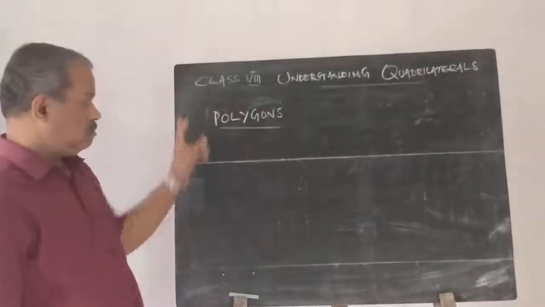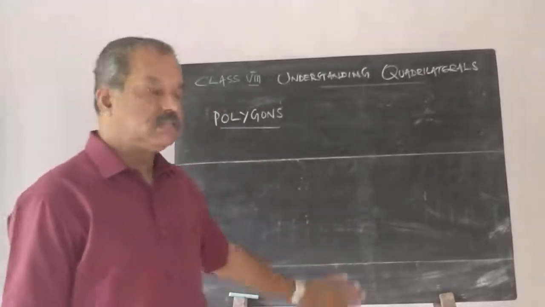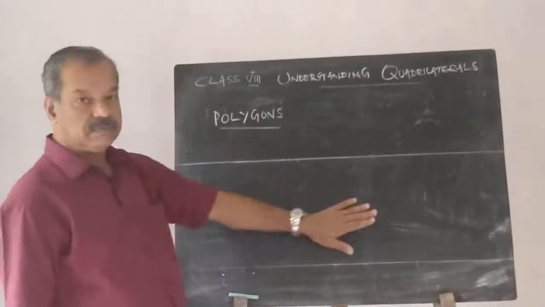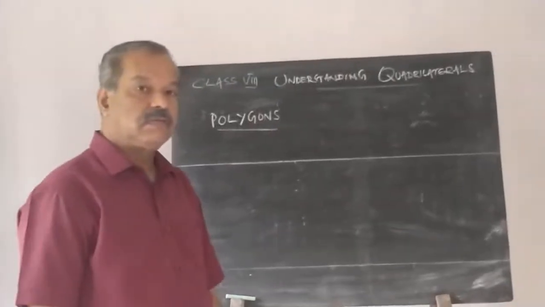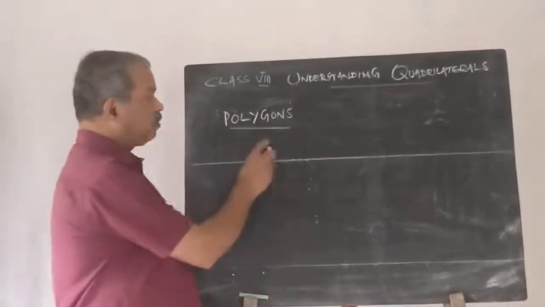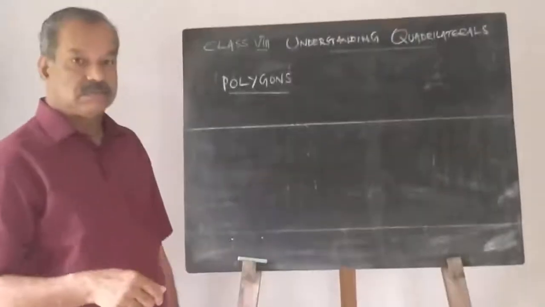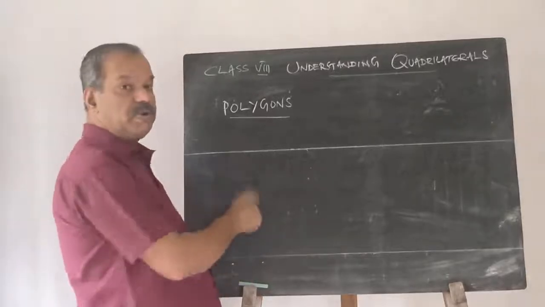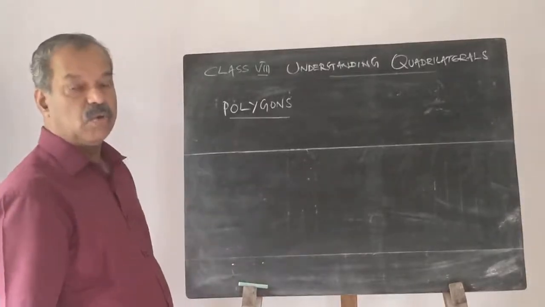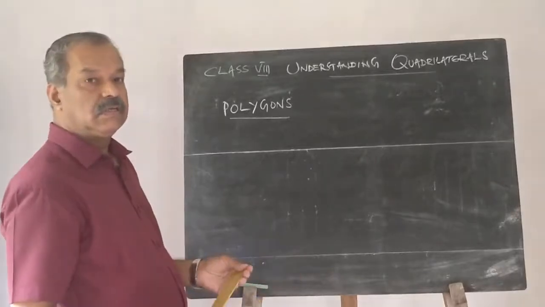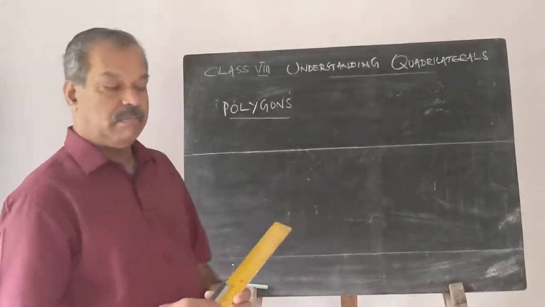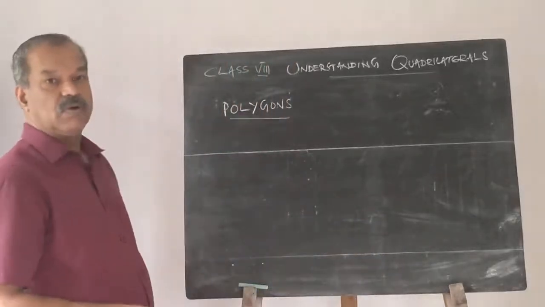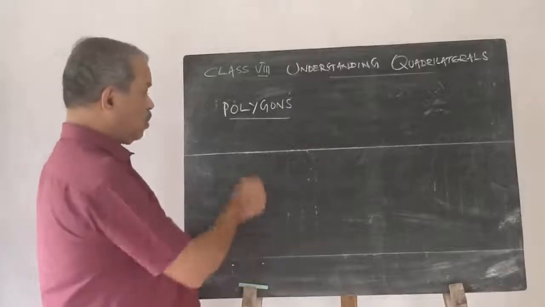The blackboard, this surface can be considered as a plane curve. Then, what do you understand by polygons? Polygons. A simple closed curve made up of only line segments is called a polygon.